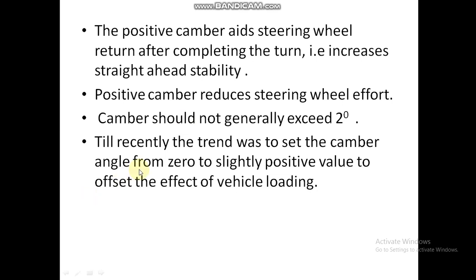Till recently, the trend was to set the camber angle from 0 to a slightly positive value to offset the effect of vehicle loading. So positive camber has many advantages over negative camber because it helps in the steering wheel return, it helps in the stability of the vehicle, and it also helps to offset the effect of vehicle loading.